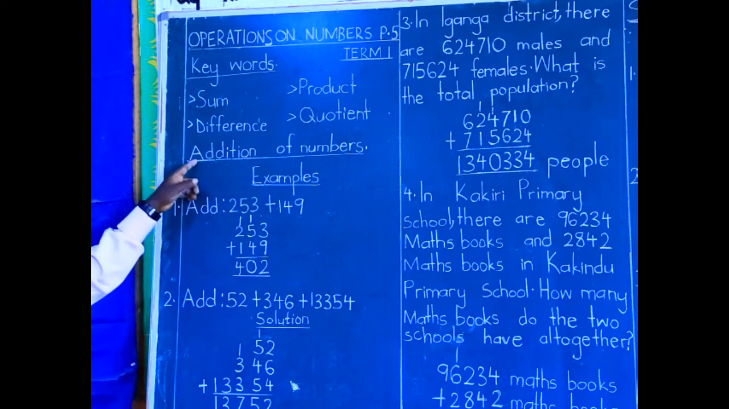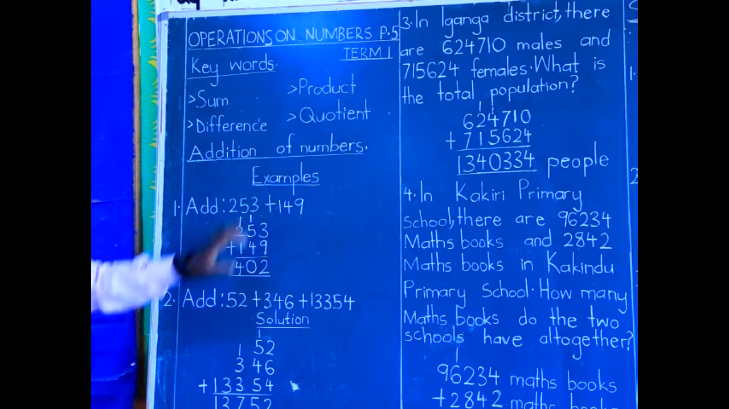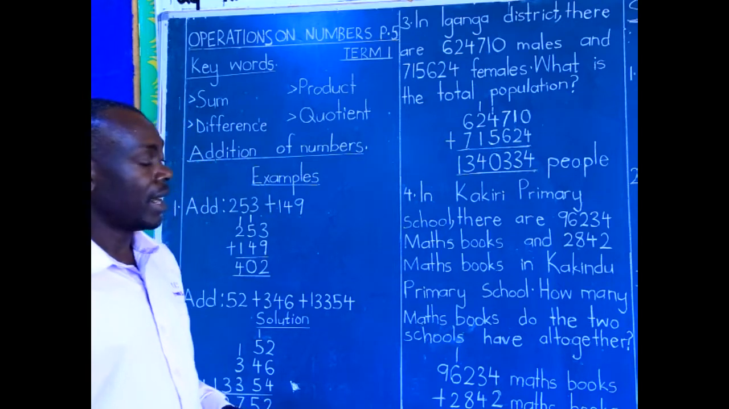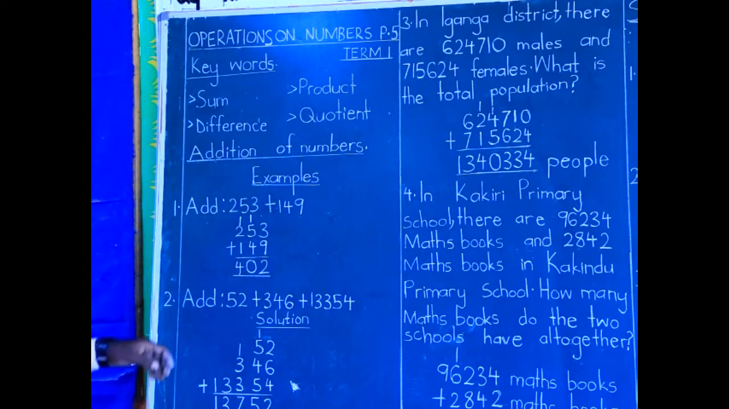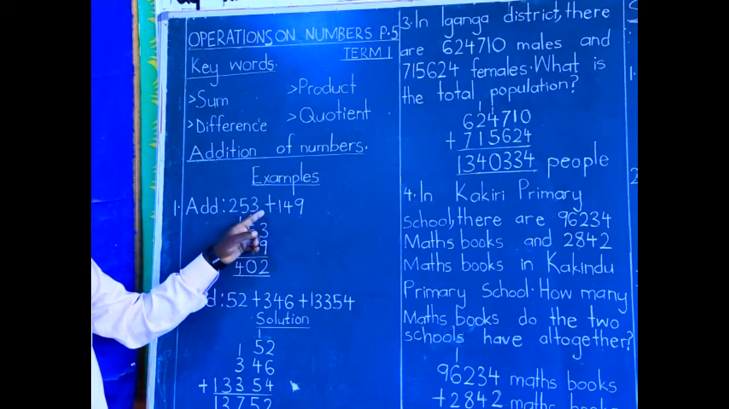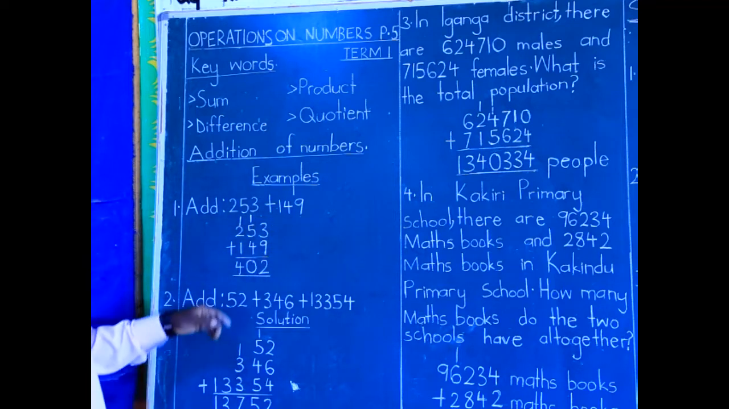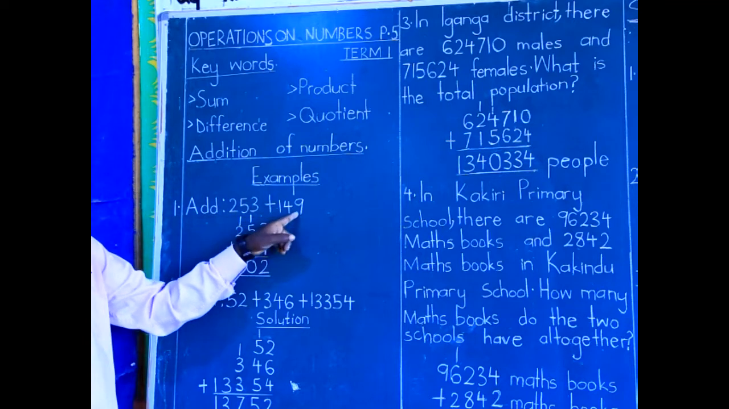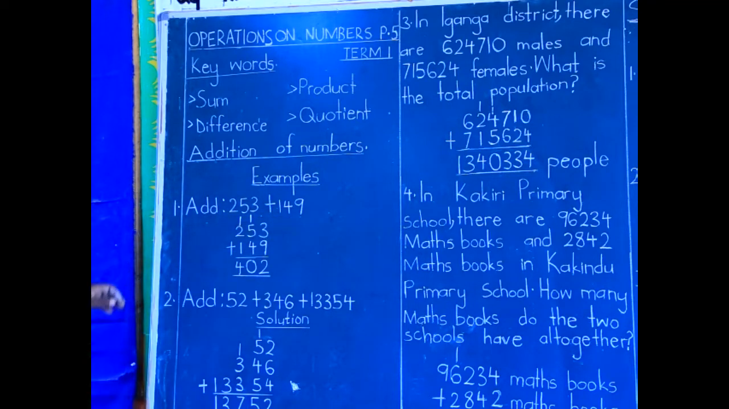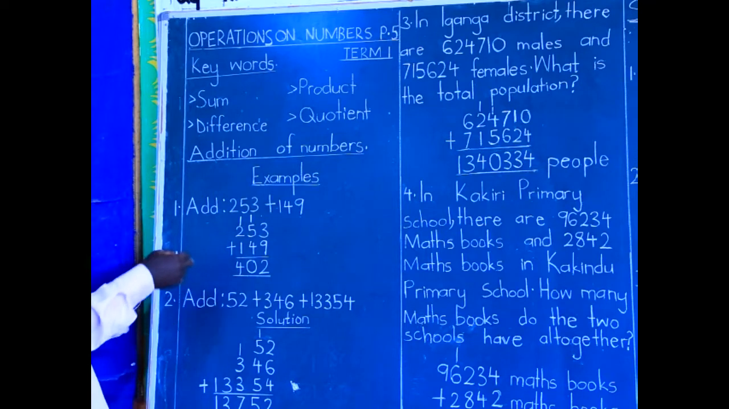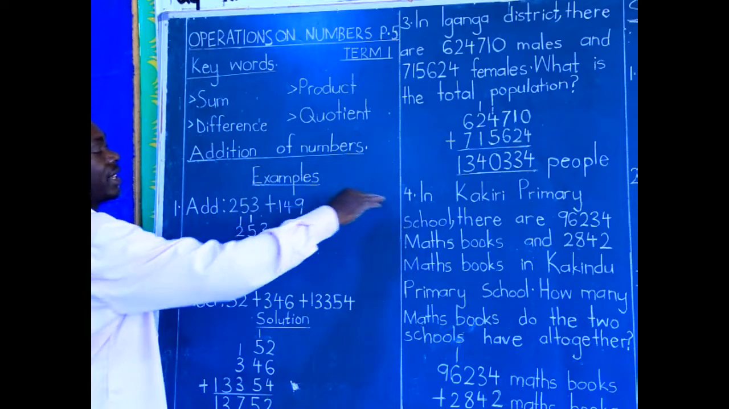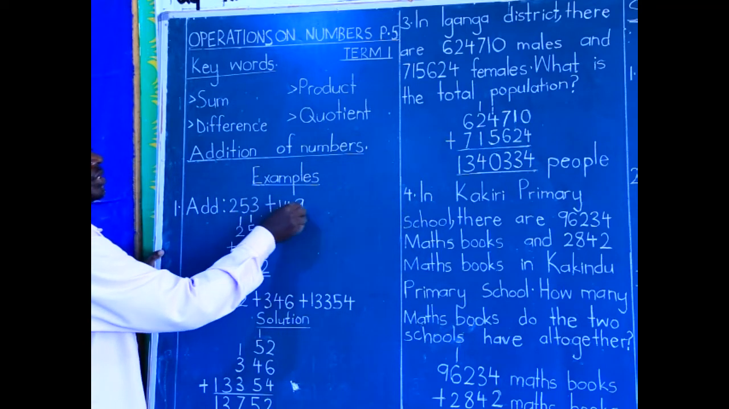And now we are looking at the addition of numbers, which examples I want you to look at keenly and then answer that work. Now, example number 1 says add 253 plus 149. You are required to add 253 and 149. So in most cases, the examiner will order their question horizontally, that is across, like this one is.